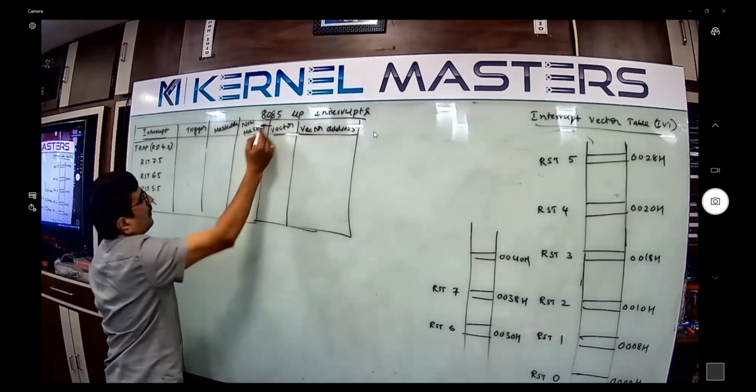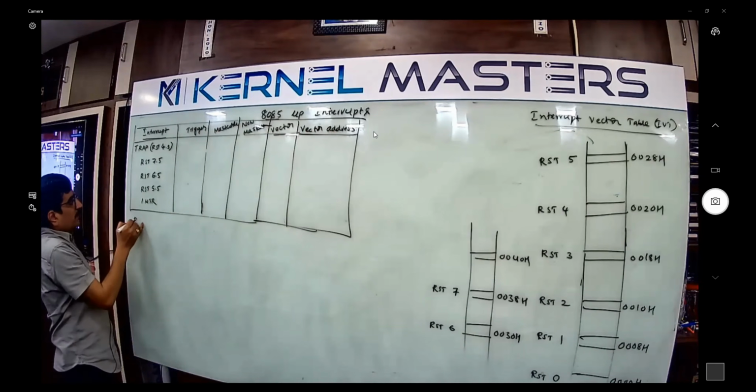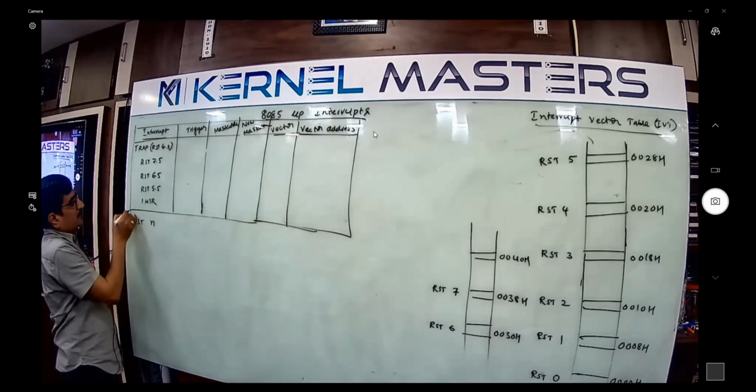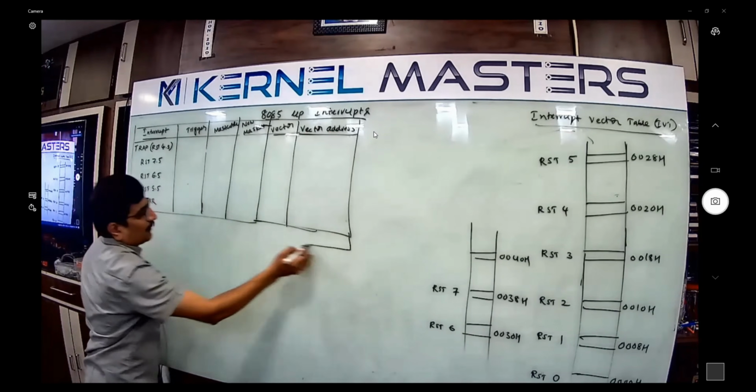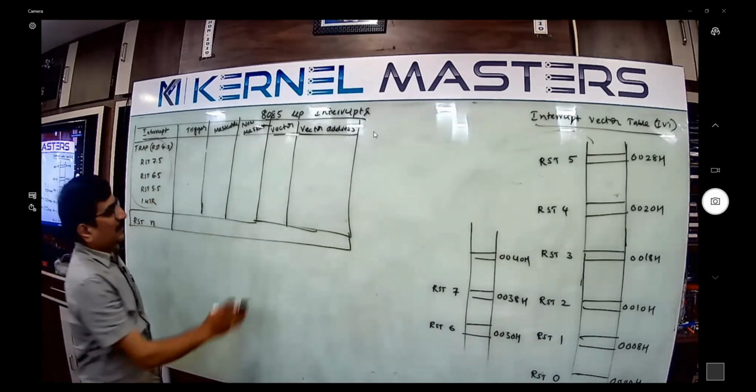This is the table for all the 8085 interrupts. The software interrupts are RSTn, the software interrupts. The others are hardware interrupts: 5 hardware interrupts and 8 software interrupts.